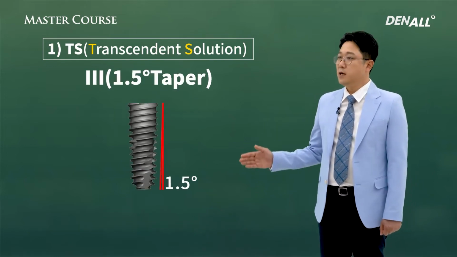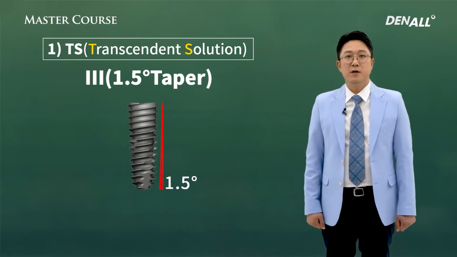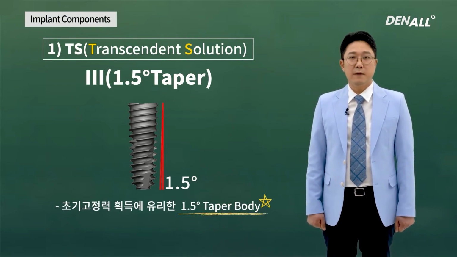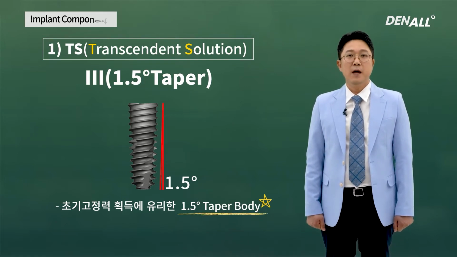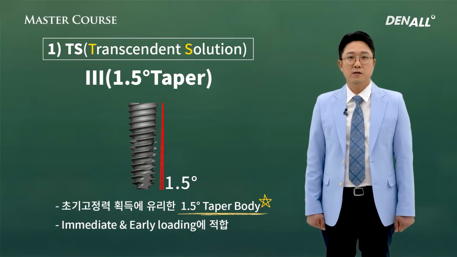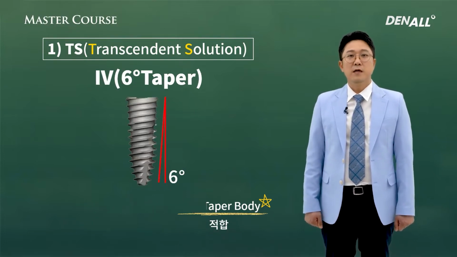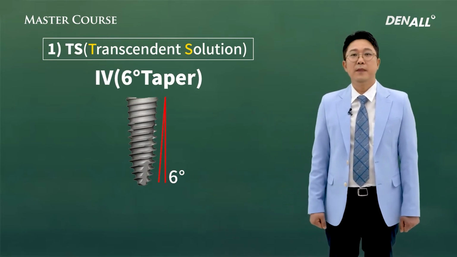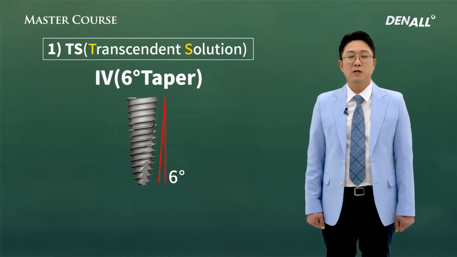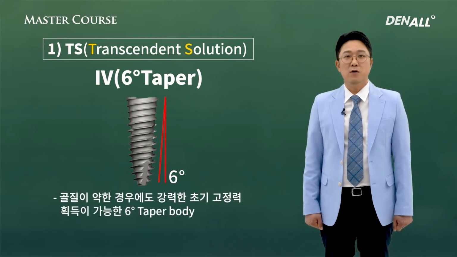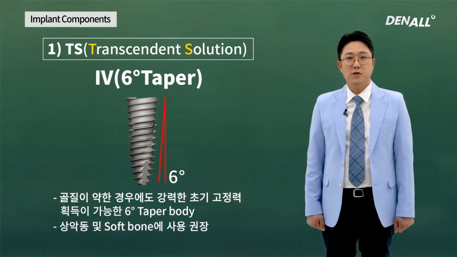Next is the 1.5 taper. It is the TS3 implant. Because it is tapered, the area which is in contact with bone is large, so it has good initial stability and it is the most frequently used one. Because it has such traits, it is used frequently for immediate placement and immediate loading. Then there is the 6-degree taper. This is the significantly tapered TS4 implant and it has more contact with the bone. Therefore, even if the bone quality is bad, you can get good primary stability.